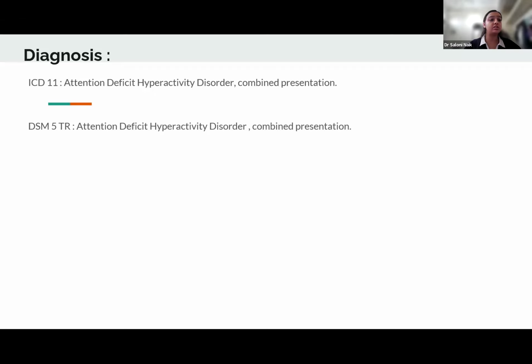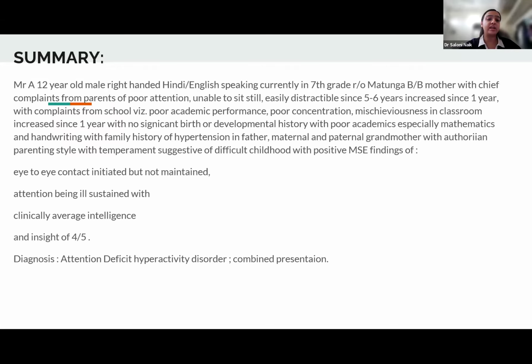In summary, Mr. A, 12-year-old male, right-handed, Hindi-English speaking, currently in 7th grade, resident of Matunga, brought by mother with chief complaints from parents of poor attention, unable to sit still, easily distractible since 5 to 6 years, increased since 1 year, with complaint from school of poor academic performance, poor concentration, and mischievousness in classroom, increased since 1 year, with no significant birth and developmental history, with poor academics in mathematics and handwriting, with family history of hypertension in father, maternal and paternal grandmother, with authoritative parenting style, with temperament suggestive of difficult child, with positive MSE findings of eye-to-eye contact initiated but not maintained, attention being ill-sustained, with clinically average intelligence and insight being 4/5, with diagnosis of attention deficit hyperactivity disorder, combined presentation.